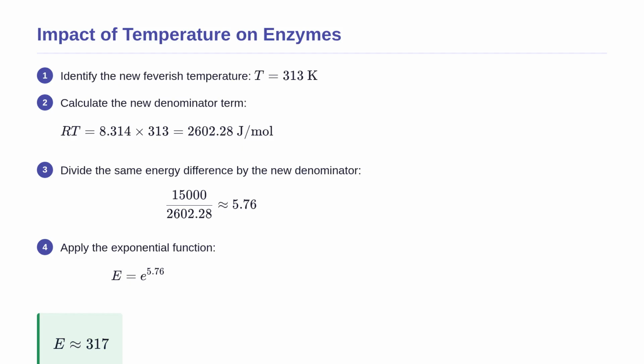This brings us to an interesting clinical scenario. What happens if a patient has a high fever? Let us recalculate using the exact same enzyme, but at a feverish temperature of 313 Kelvin. We multiply our gas constant by the new temperature to get 2602.28. Dividing our 15,000 joule energy drop by this new denominator gives a slightly smaller exponent of 5.76. Calculating e to this power gives a rate enhancement of approximately 317.